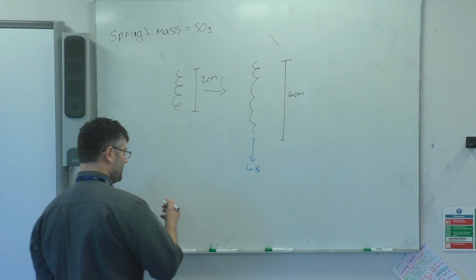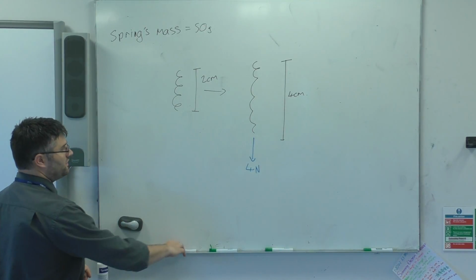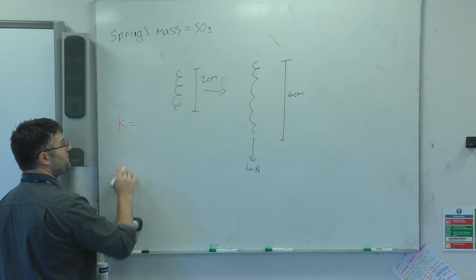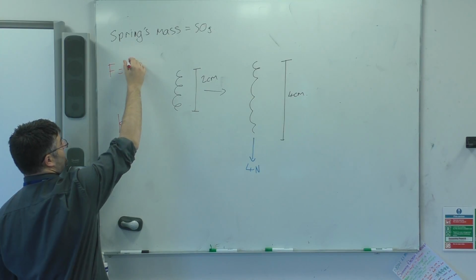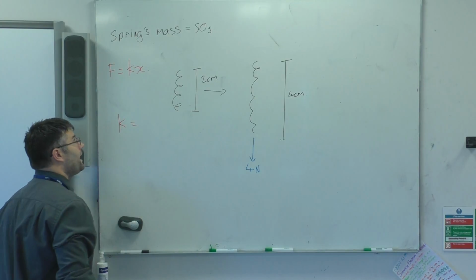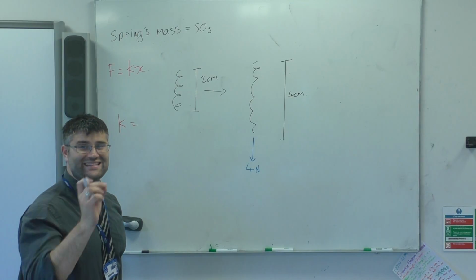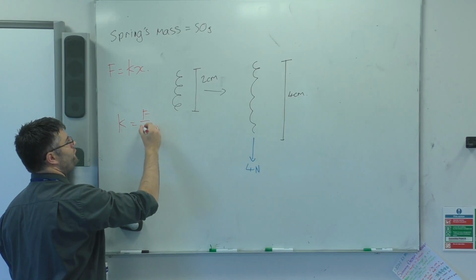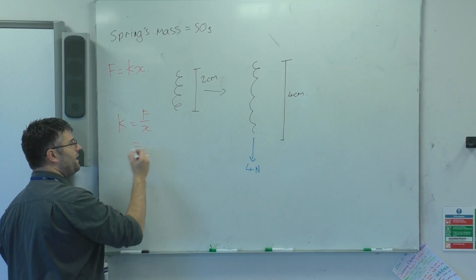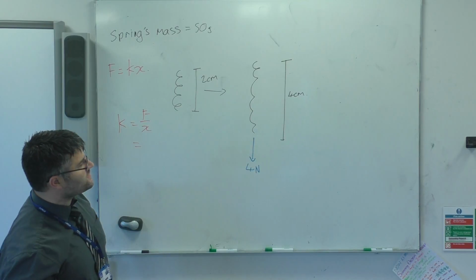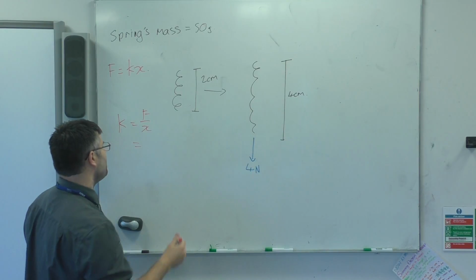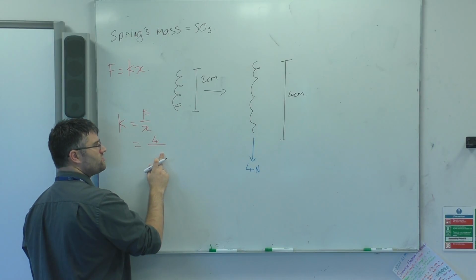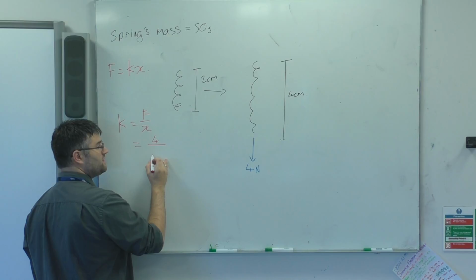So first things first, we're going to look at working out the force constant. Now, force constant is k. In the previous video, we looked at F equals kx, that's Hooke's law, where force is directly proportional to the extension. So in this case, we can rearrange k to be F over x. For working out the force constant here, you need to identify the values. So we've got 4 newtons as our force. Our extension is 2 centimeters.